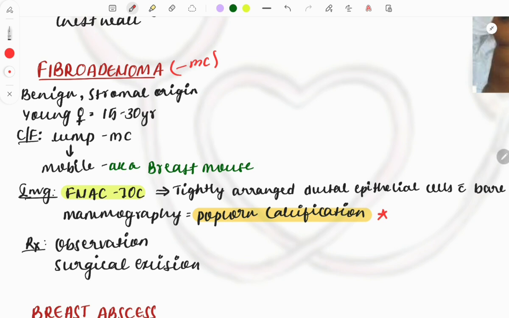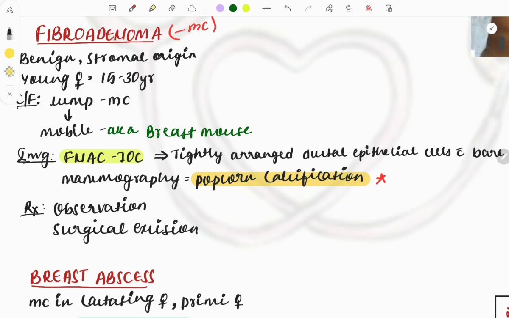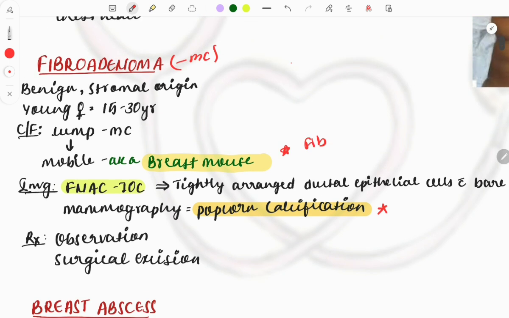So it is a benign tumor, and it is of stromal origin in young females, seen most commonly in females 15 to 30 years. Most common presentation is a mobile lump. See, this one is the hint word. Whenever in the question you see mobile lump or breast mouse, just blindly mark the answer as fibroadenoma. Look at the age. If the age is described between 15 to 30 years, and mobile breast lump, blindly mark the answer as fibroadenoma. No need to think more about it.